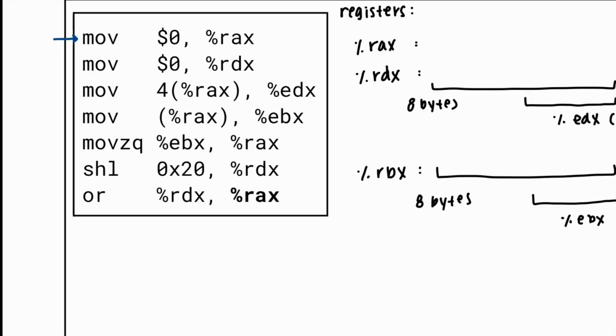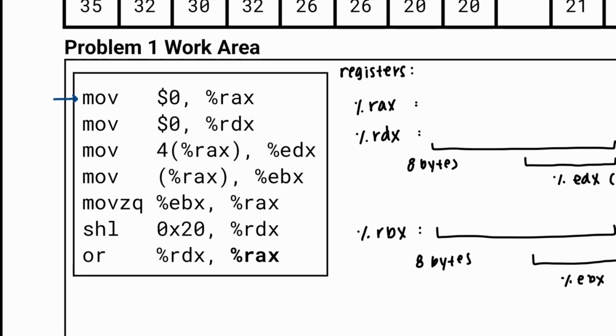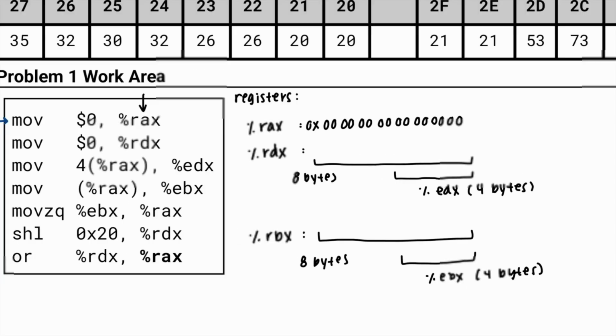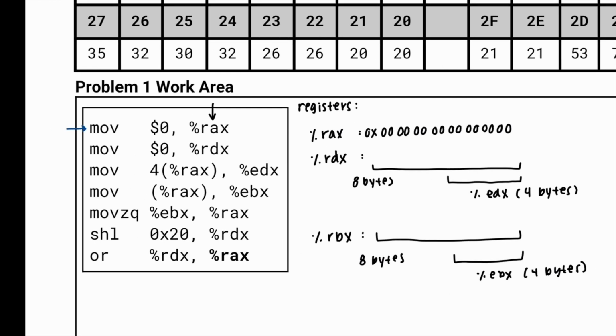Our first instruction is move 0 into RAX. Our destination register will always be on the right, and then our value over here is 0. In RAX, our value will be 0x, and then since we have 8 bytes in RAX, I'll pad with 7 bytes in the front, and then our 8th byte will be 0. In our second instruction, we will have the same exact value being placed in RDX.